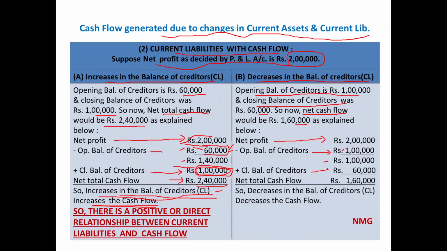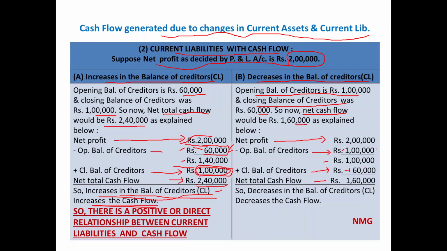Closing balance of creditors at the end of the year, we are using the money of our suppliers at the end of the year. So indirectly we got cash flow from our suppliers. So add it, that gives the net total cash flow rupees 1 lakh 60,000.